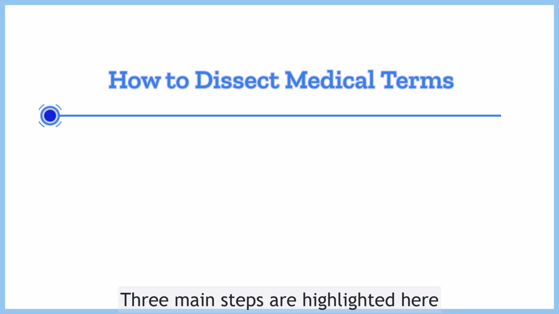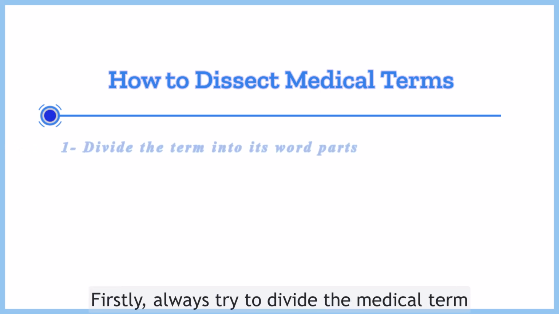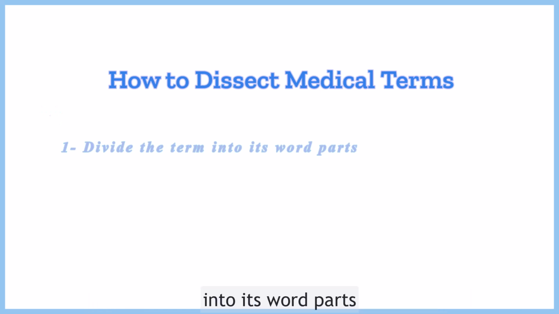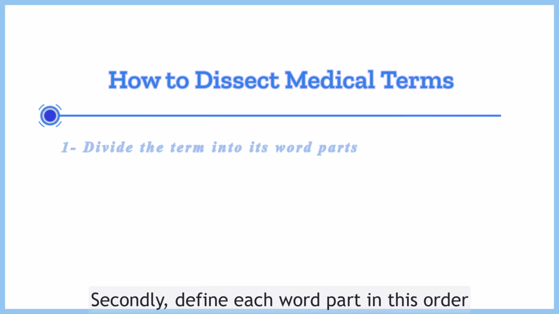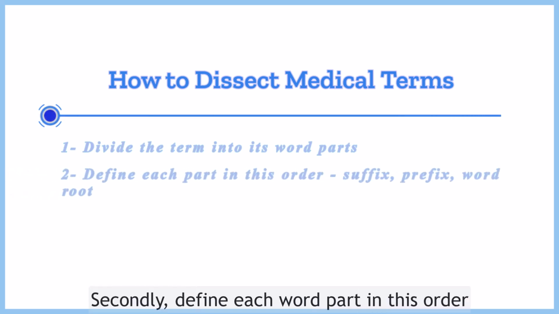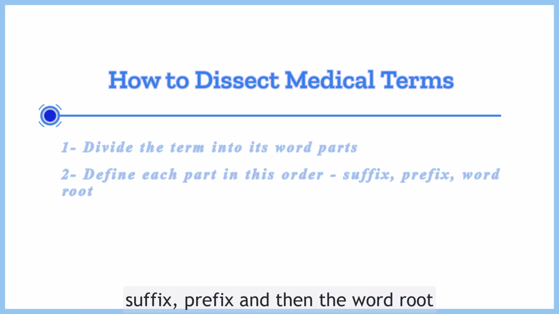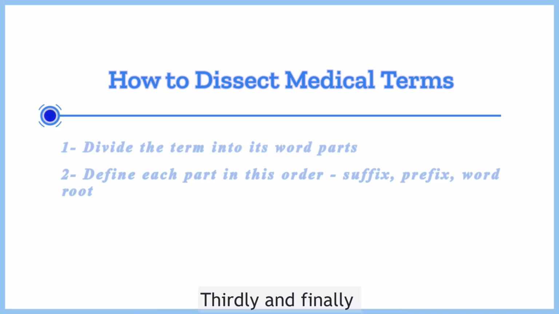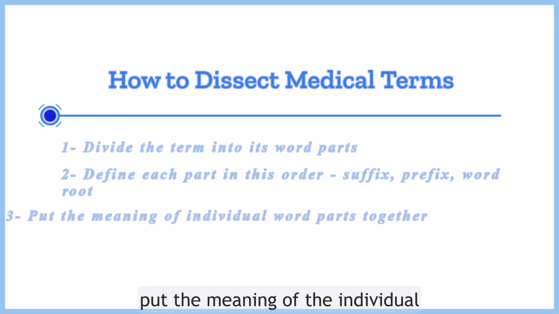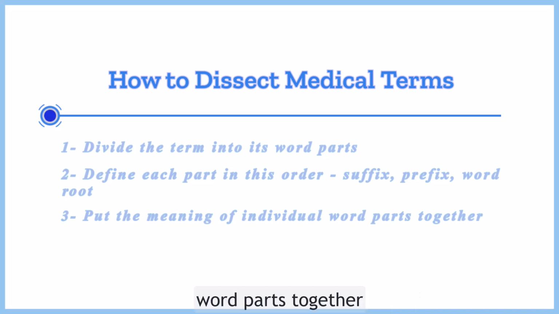Three main steps are highlighted here. Firstly, always try to divide the medical term into its word parts. And secondly, define each word part in this order: suffix, prefix, and then the word root. Thirdly and finally, put the meaning of the individual word parts together.